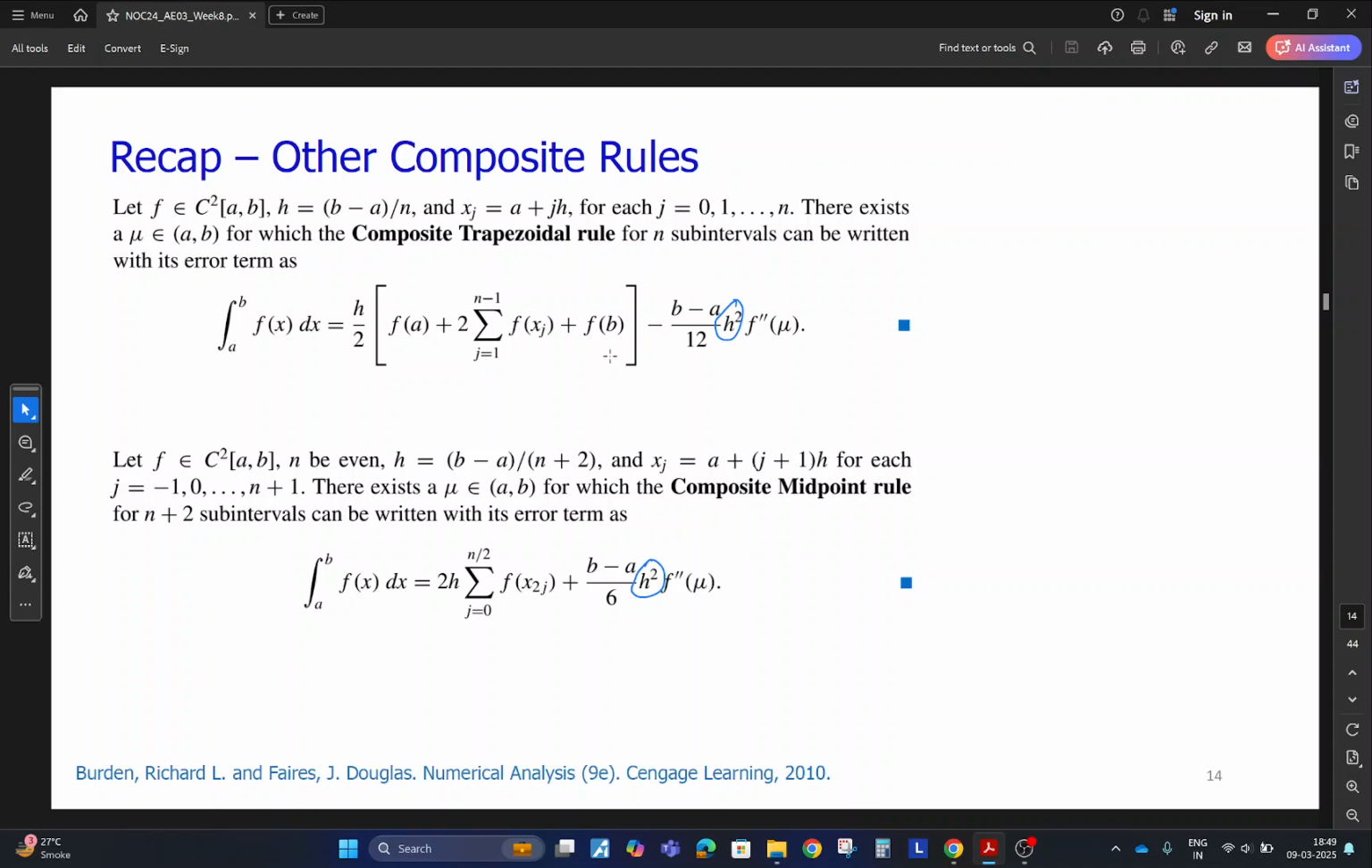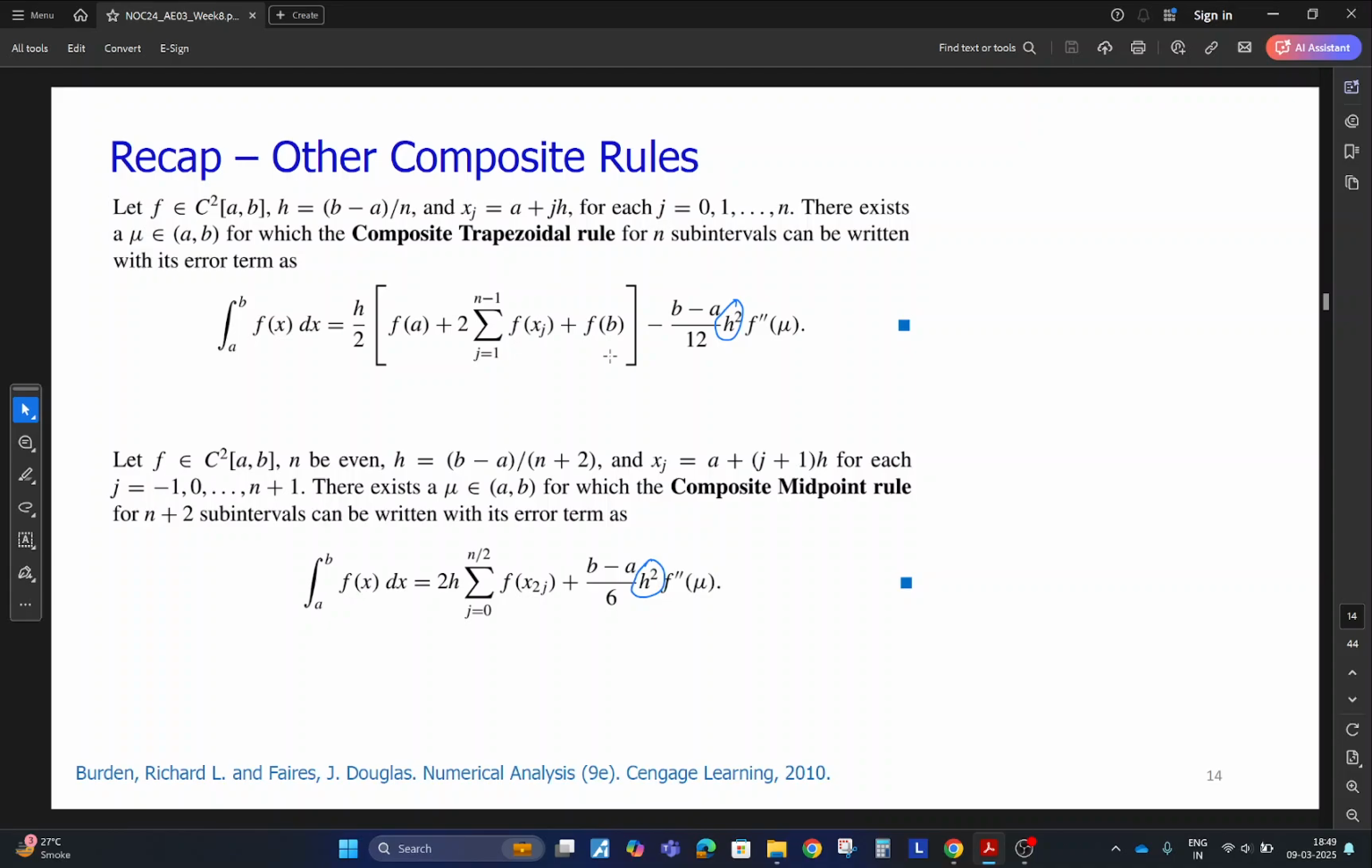Again, we also have a composite form of the midpoint rule, and it is stated formally as follows. Let the function f be twice continuously differentiable on the closed interval [a, b], let n be even, and let the step size h equal (b minus a) by (n plus 2), and let xj equal a plus (j plus 1) times h, for each j, this time starting at minus 1, then being 0, 1, 2, and so on till n plus 1.